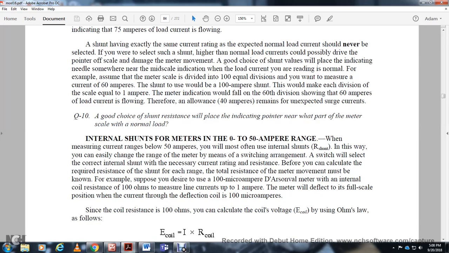Internal shunts: for a meter with a 0 to 50 amp range, when measuring currents below 50 amps, you must often use an internal shunt resistor. In this way, you can easily change the range of the meter with a switch arrangement that selects the correct internal shunt with the necessary current range and resistance. Before you calculate the required resistance for each range, the total resistance of the movement must be known. For example, suppose you want to use a 100 microampere movement with an internal resistance of 100 ohms to measure line current up to 1 milliampere. The meter will deflect full scale with a current of 100 microamperes through the deflection coil.